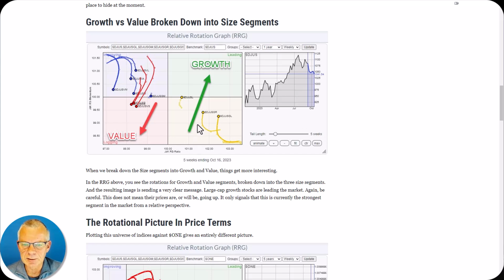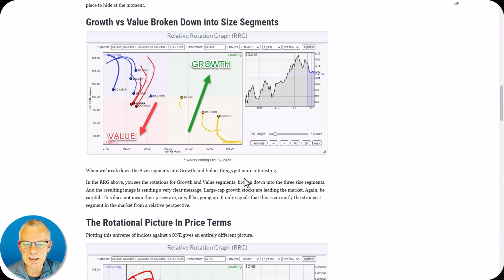You can see that growth is right here, inside weakening and moving higher. This is growth large cap, and this is just large cap. So the growth large cap segment is sending a very strong message. It's the strongest segment of the market compared to all the others. There is a slight improvement for growth mid cap, but as you can see, it's far to the left and just inside the improving quadrant. Now that's an interesting picture, because we're talking about growth stocks and large cap stocks.